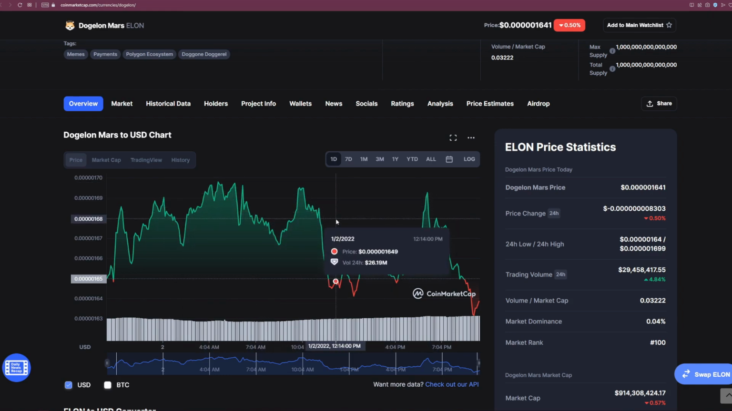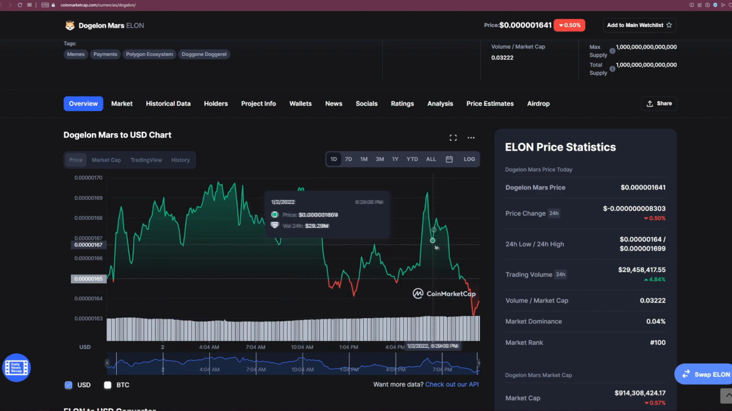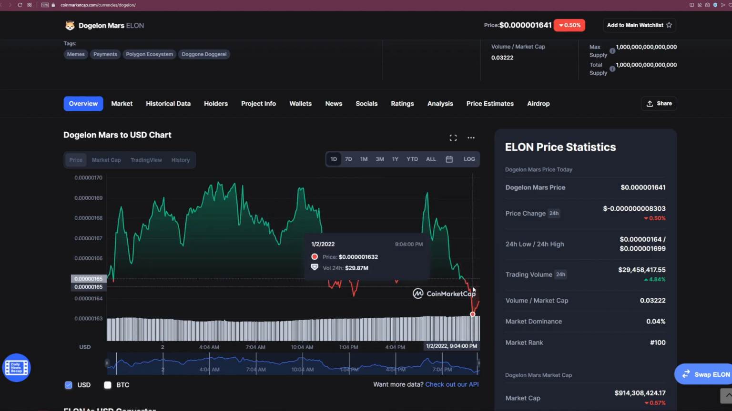We can see some ups and downs, definitely, and we're currently trading under the support line in red, but that's really nothing to be worried about because, like I said, we have good news, we have some great price predictions, and I'm sure that the price will skyrocket very soon.